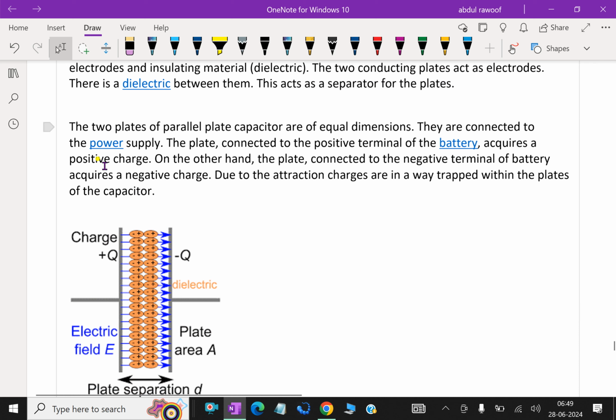The two plates of a parallel plate capacitor are of equal dimensions. They are connected to a power supply, that is, positive and negative terminals. The plate connected to the positive terminal of the battery acquires a positive charge. On the other hand, the plate connected to the negative terminal of the battery acquires a negative charge due to attraction of charges, trapped within the plates of the capacitor.